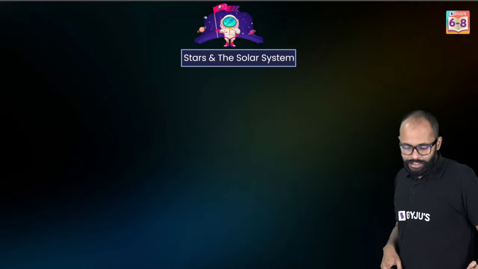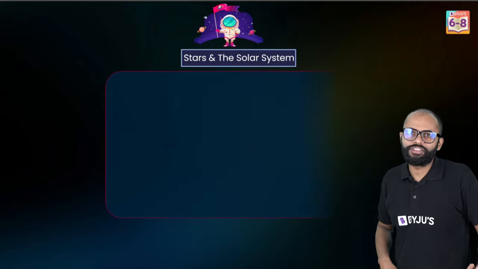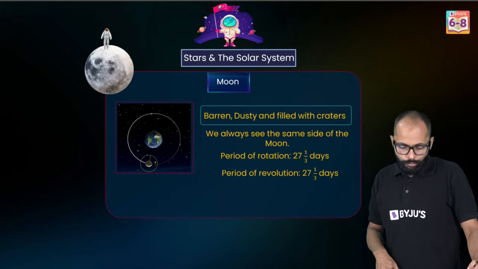Stars and the solar system. Children, stars and solar system. This chapter is divided into stars, celestial bodies and solar system, right? Simple, that's it. The first story starts with the moon. Chand, chanda mama, right? Moon.